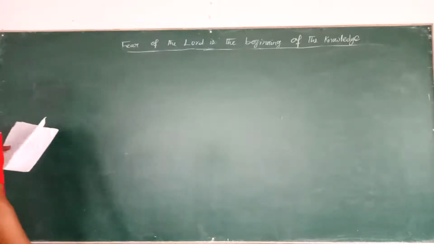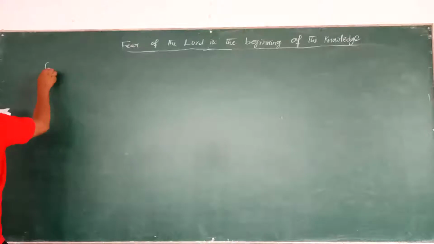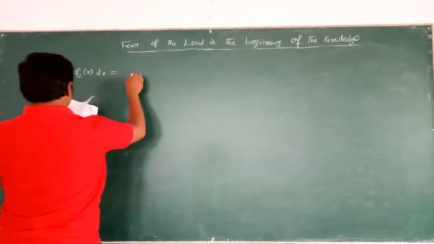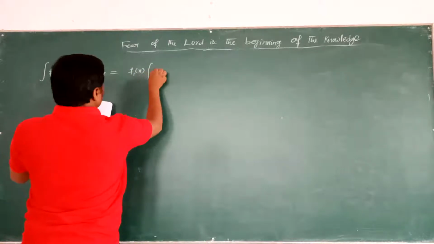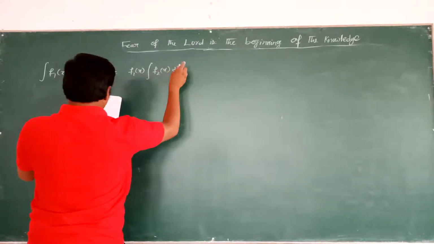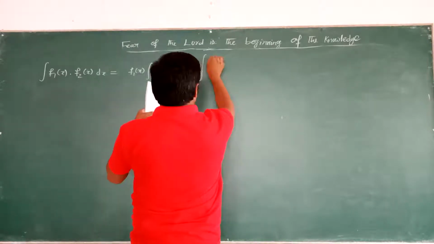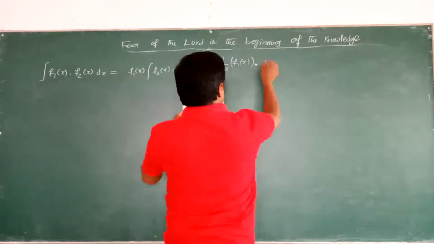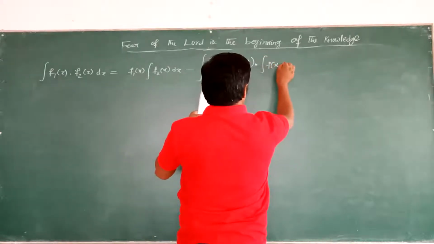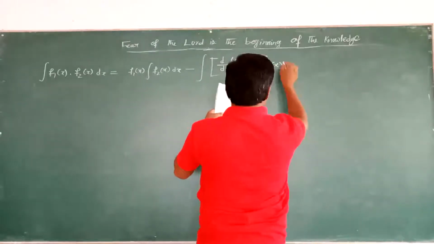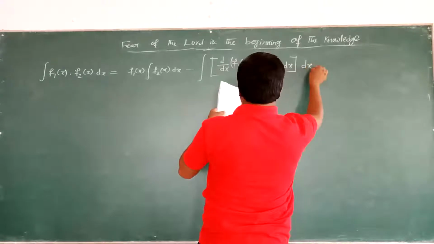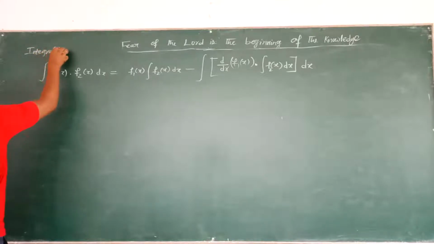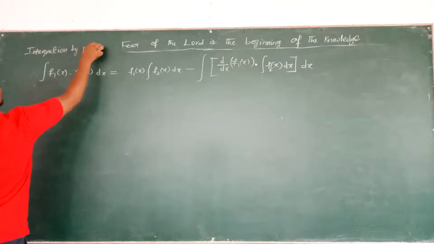So first I'll write the formula. The integral of f1(x) times f2(x) dx is equal to f1(x) times the integral of f2(x) dx, minus the integral of, in big brackets, d by dx of f1(x) times the integral of f2(x) dx, whole dx. So this is nothing but integration by parts. This is our topic today.